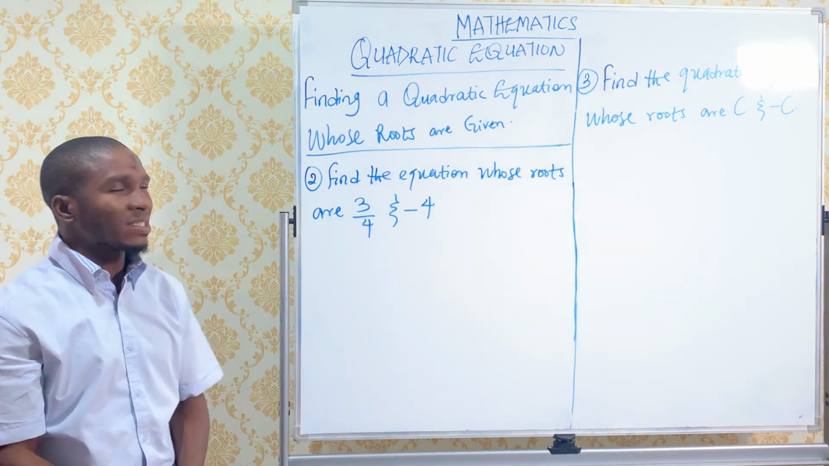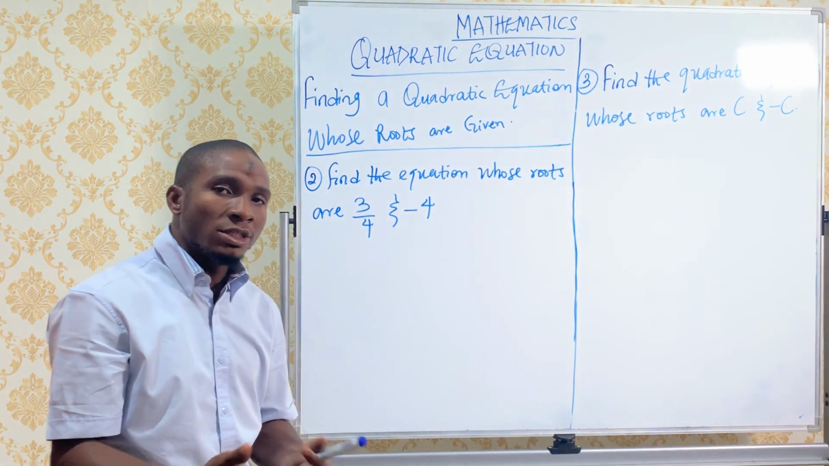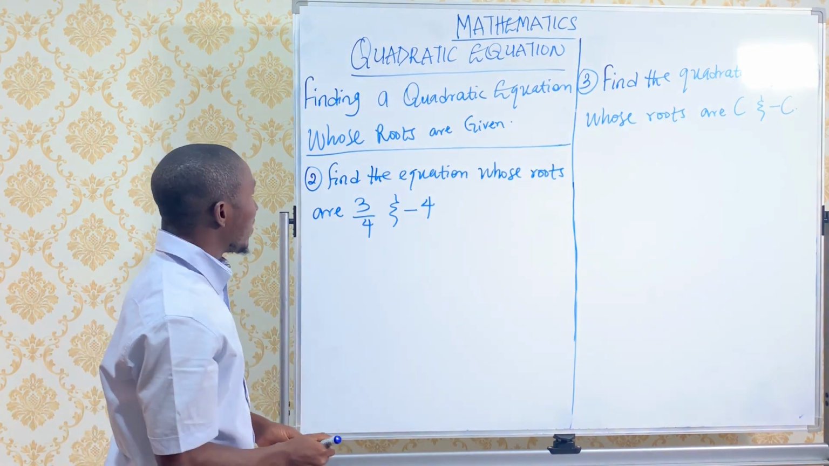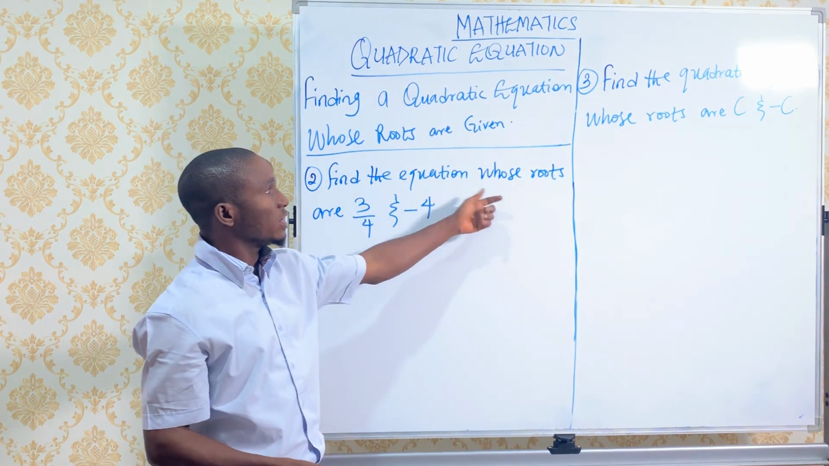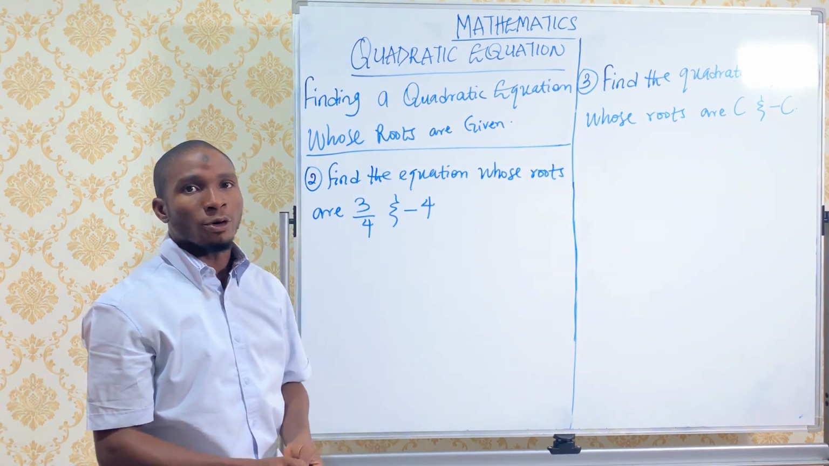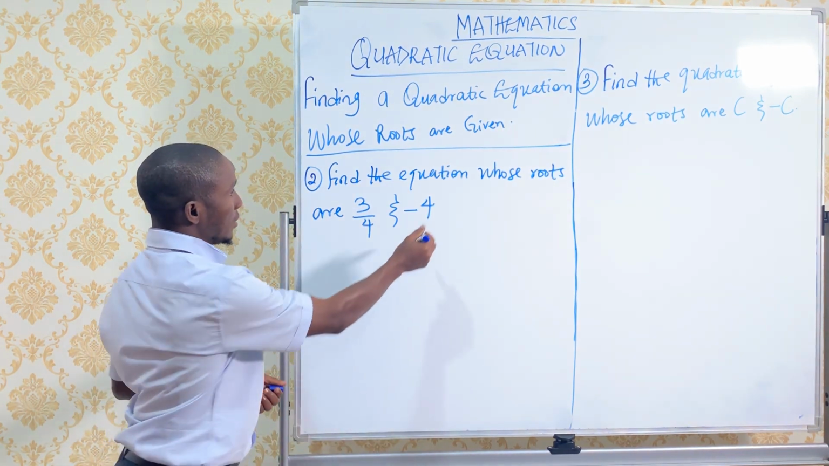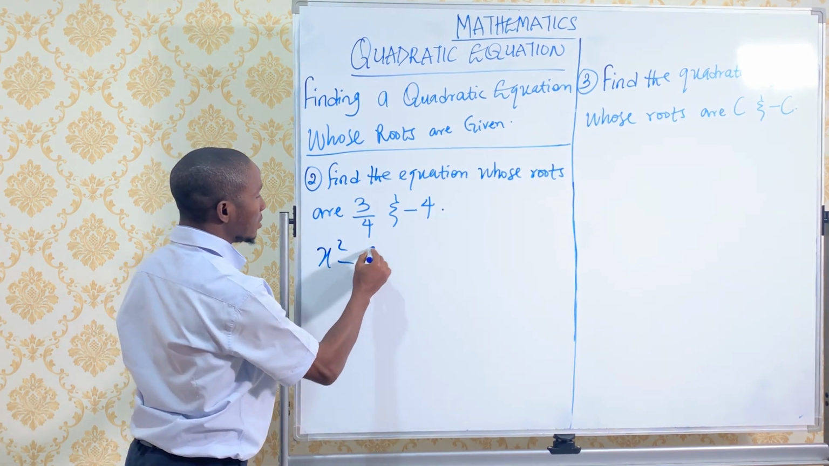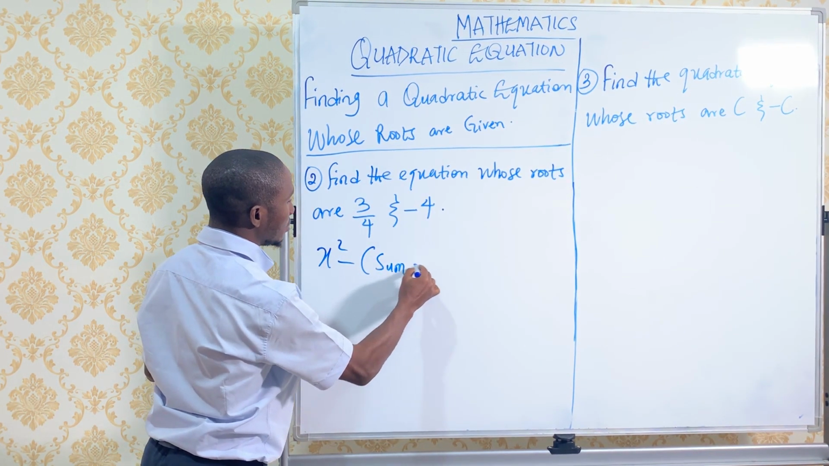Alright, we want to look at more questions on given roots in which we'll be asked to find the quadratic equation. Now, we have question 2. Find the equation whose roots are 3 over 4 and minus 4. Recall, in our previous videos, we have been given the general formula in which the root can be found.